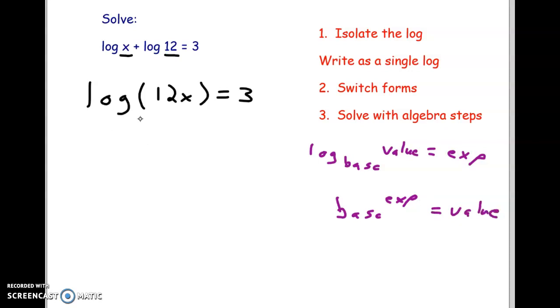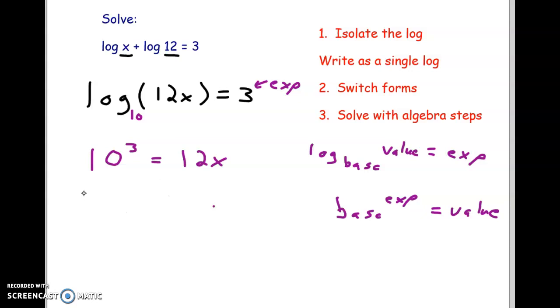All right, so for us, we have a base of 10. It's that invisible 10, and then this thing over here is our exponent. So I always do the base first, then the exponent of 3, and then equals our value, which is 12 times x. And I think that's really the critical part, to understand these two forms and switch them. So again, the base is here, the exponent's here, so in the other form: base, exponent, and then equals 12x.